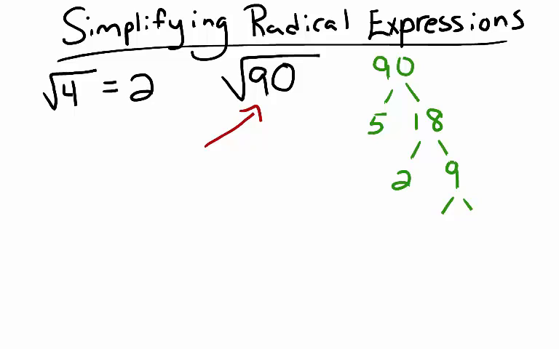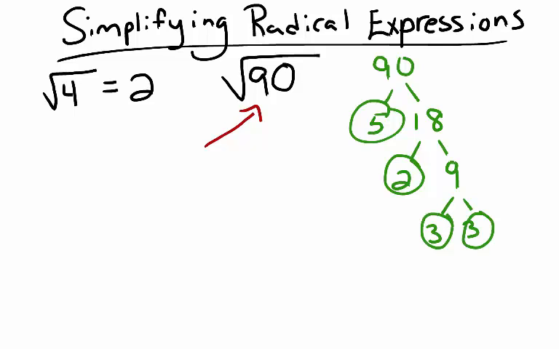And I know that 9 is a product of the prime numbers 3 times 3. Since I can't break 90 down any further, I have my prime factorization. I can rewrite this as 2 times 3 times 3 times 5. Now since I'm taking the square root of 90, any pairs that I have inside the radical represent a perfect square. Here I have 3 times 3, which is 9, a perfect square.